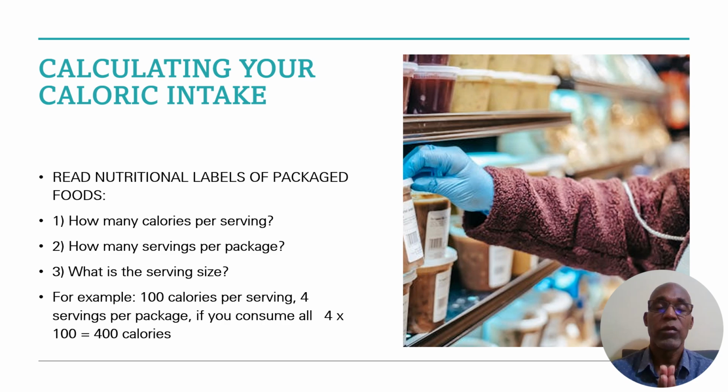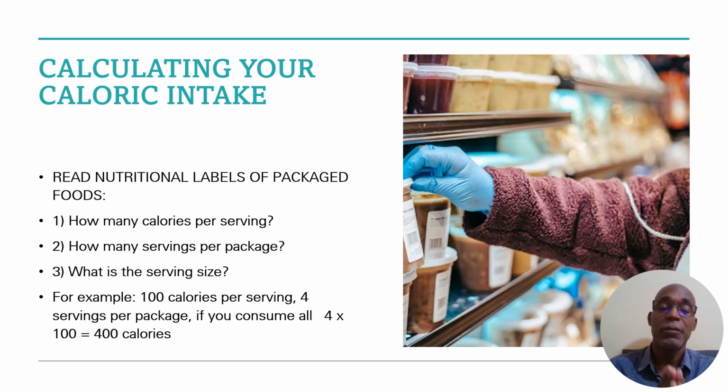The first thing we're going to be looking at is prepackaged food with a nutritional label. When you look at the nutritional label, you're going to get a lot of information from it. You're going to see how many servings there are per package, how many calories there are per serving, and what the serving size is. If you want to know how many calories you're going to be consuming if you have the entire package, you're going to multiply the calories per serving by the number of servings in that package.